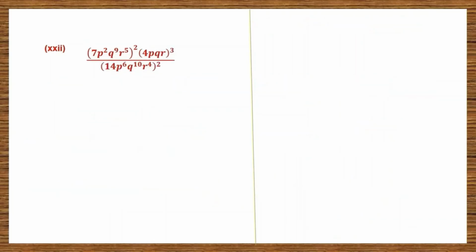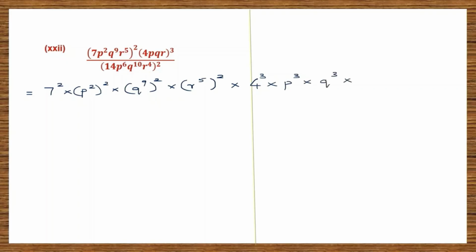Question 22. So let's do this carefully. Now each term inside is raised to the power of 2. So 7 raised to the power of 2 into p, which is already raised to the power of 2, is once again raised to the power of 2, into q, which is raised to the power of 9, is raised to the power of 2, into r raised to the power of 5 raised to the power of 2 again, into 4 to the power of 3, into, then the next one is p raised to the power of 3, into q raised to the power of 3, into r raised to the power of 3.